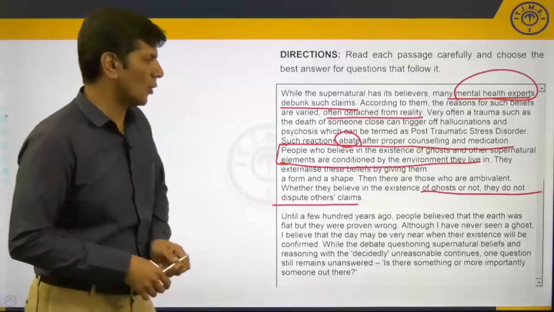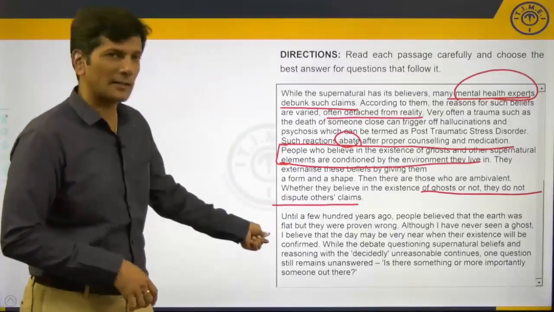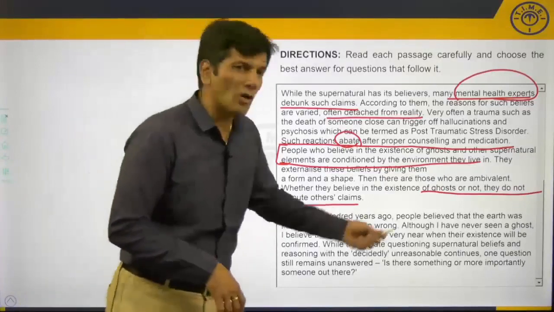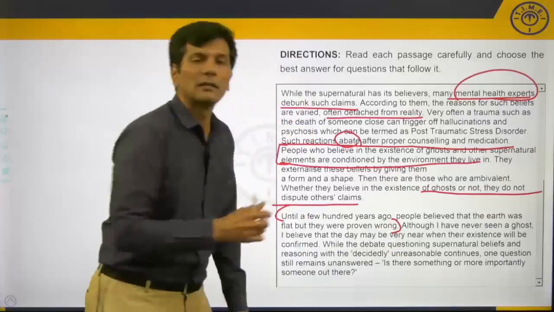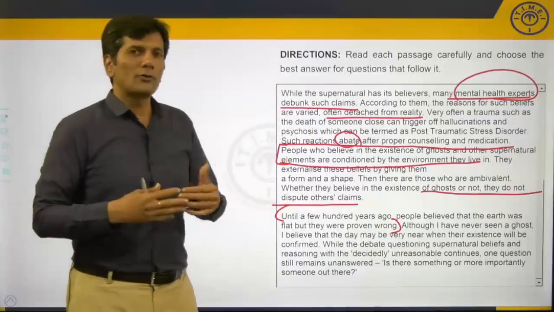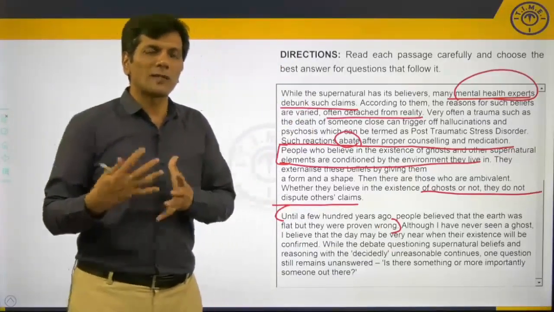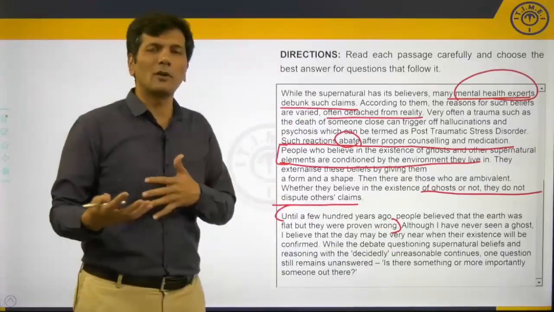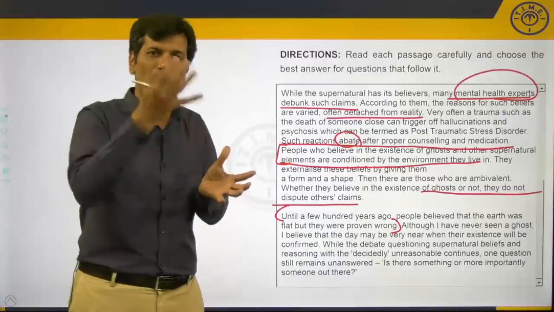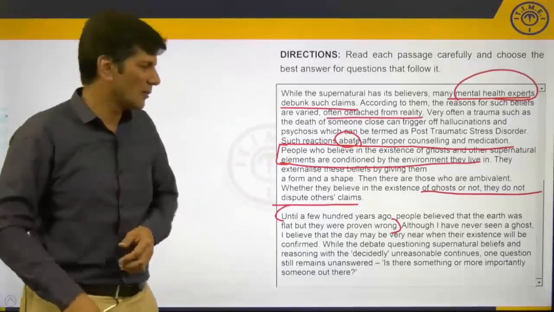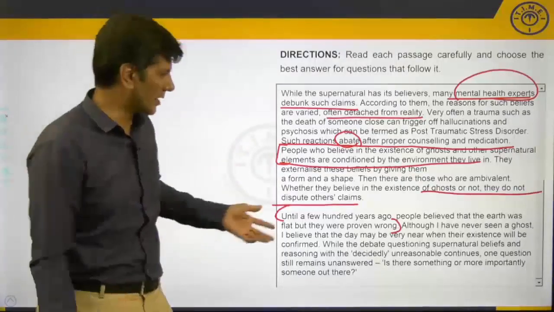Until a few hundred years ago, people believed that the earth was flat. But they were proven wrong. So why did the author give us this example? Now, you should be anticipating that the author has given this example of what a belief was once upon a time to how it was disproved or debunked at a later stage, probably through scientific research.